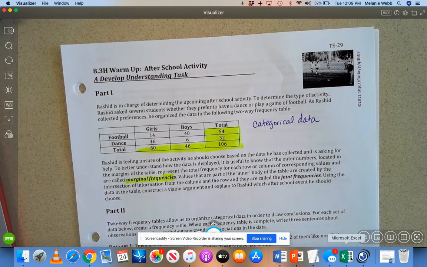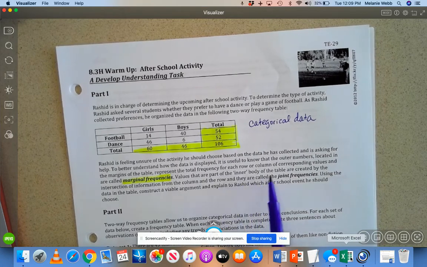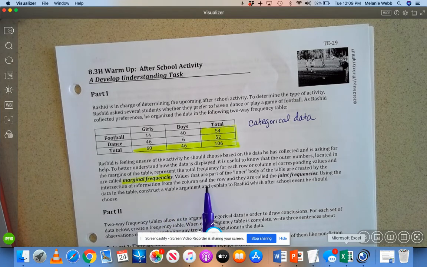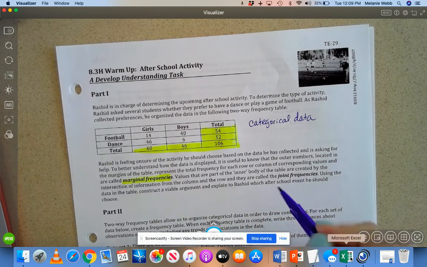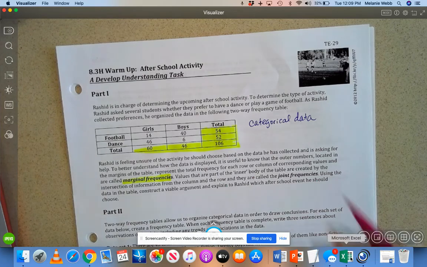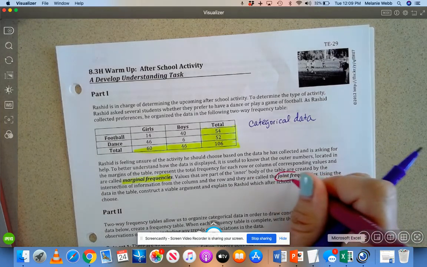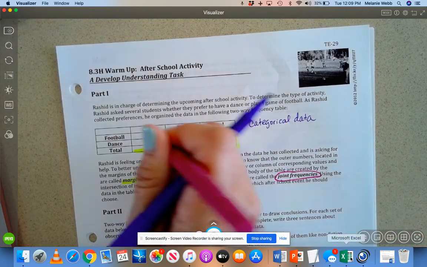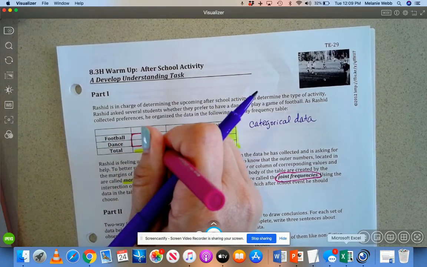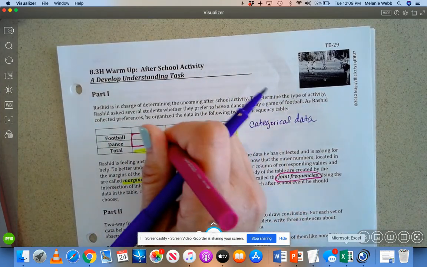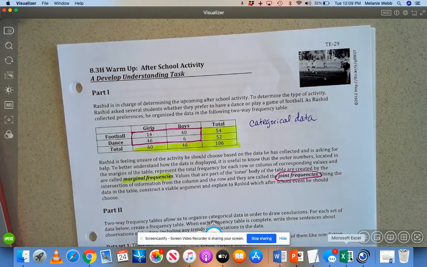Values that are part of the inner body of the table are created by the intersection of information from the column and the row, and they are called joint frequencies. So joint frequencies are basically what's in the middle. All of these pieces of data. So using the data in the table, construct a viable argument, like a reasonable argument, and explain to Rashid which after-school event he should choose.